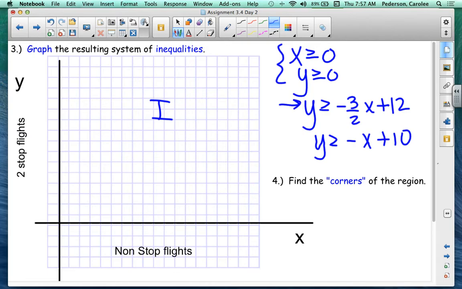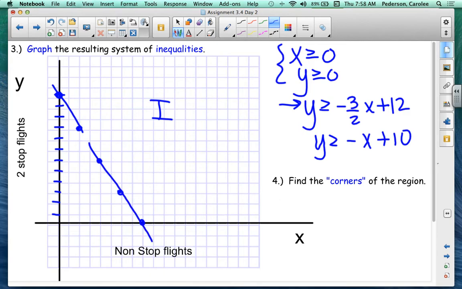Now I'll graph this one. Our y-intercept is 12. So go up 12, 1, 2, 3, 4, 5, 6, 7, 8, 9, 10, 11, 12. There is our y-intercept, and we'll head down 3 and over 2. Down 3, over 2, and repeat. And now we create our solid line.